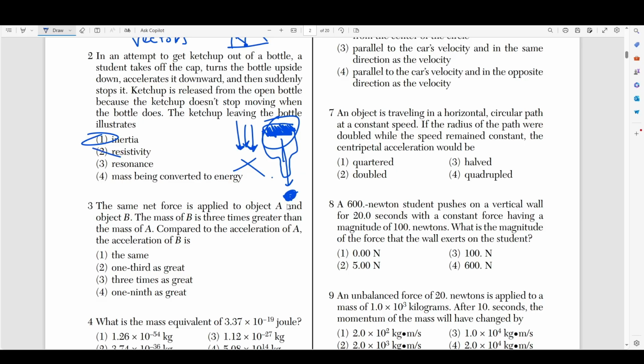Resistivity is wrong because this has to do with electricity. Resonance is wrong because with resonance, you would have to have a frequency and waves. And there's no frequency here, so it can't be resonance. And four, mass being converted to energy is wrong because the ketchup bottle isn't changing in mass or being converted to energy.